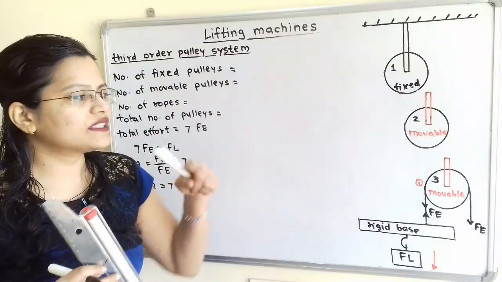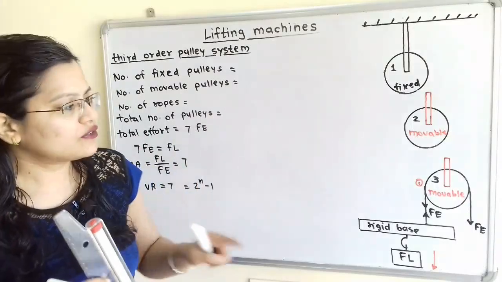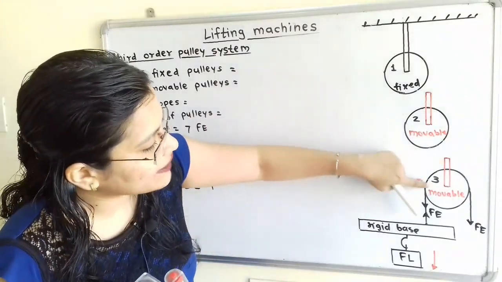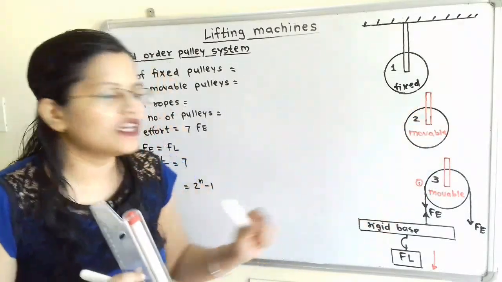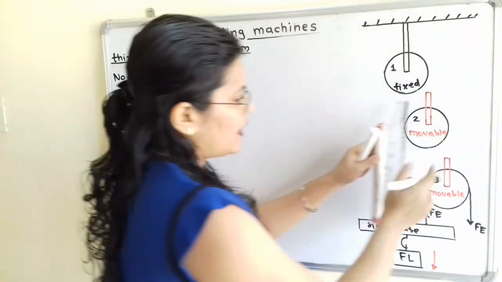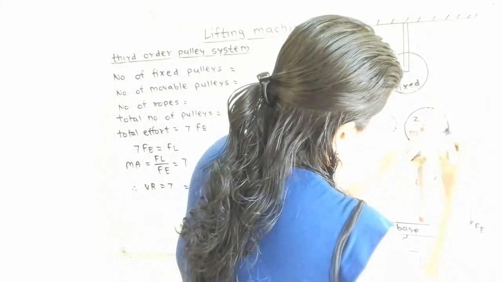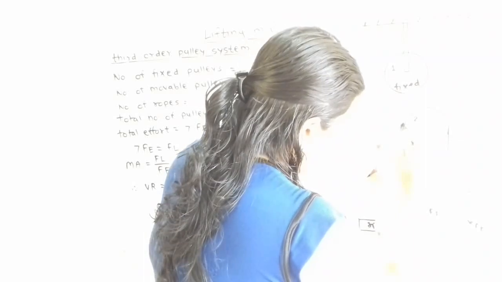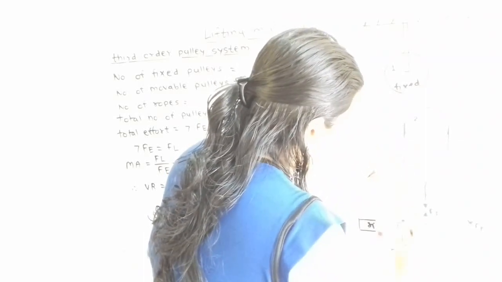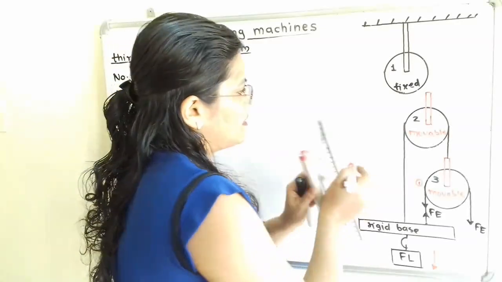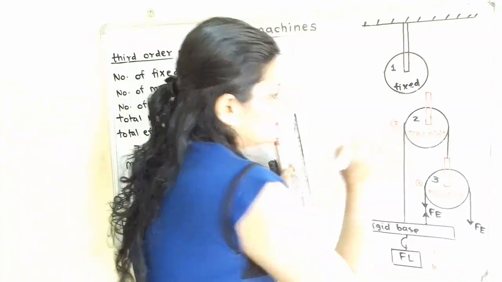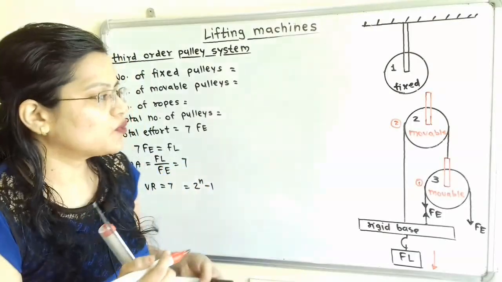Now we will use the second rope. Now second rope we have to connect to this pulley number 3 and we have to pass over the pulley number 2. So I will connect this rope. We have to pass over the pulley number 2 and this is the rope number 2. So I will show here, this is the rope number 2.